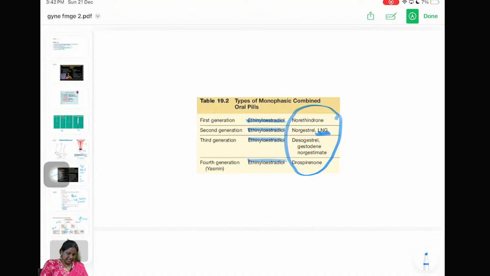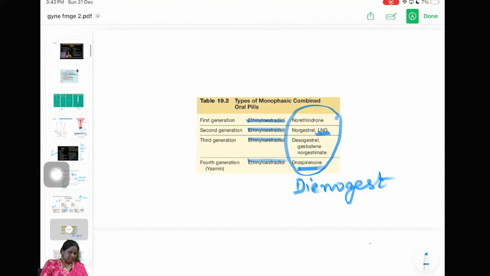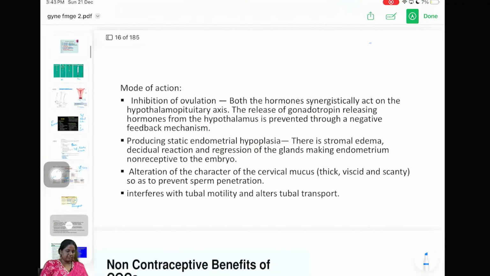Okay, the current one is going to be drospirenone. The current one is drospirenone. And dienogest, that is the recent one that has come. So dienogest and drospirenone, the two Ds, are the newer drugs that are available in OCPs.